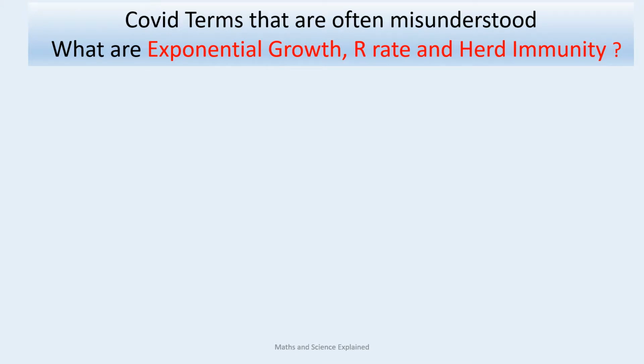This video aims to explain the terms exponential growth, R rate and herd immunity. These are bandied around daily in the media by journalists and politicians, many of whom have no proper understanding of what they actually mean or imply. Let's take exponential growth first and have a look at this graph.